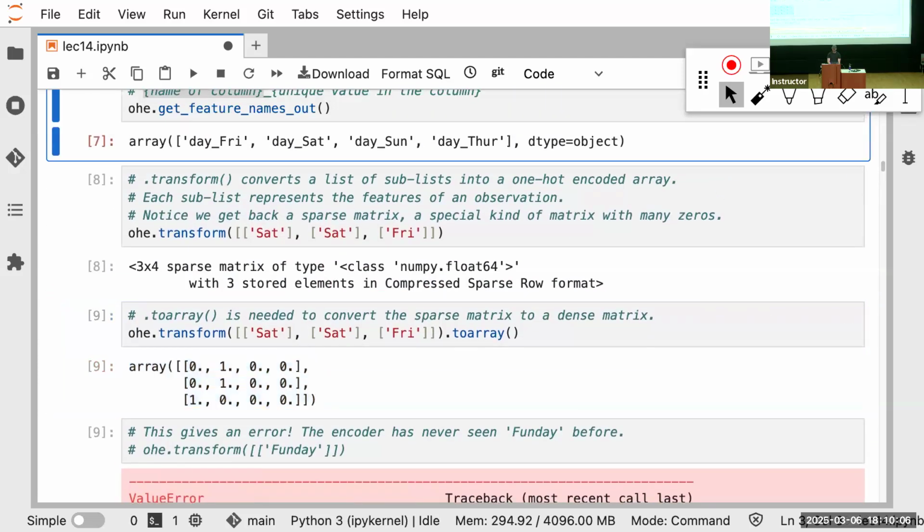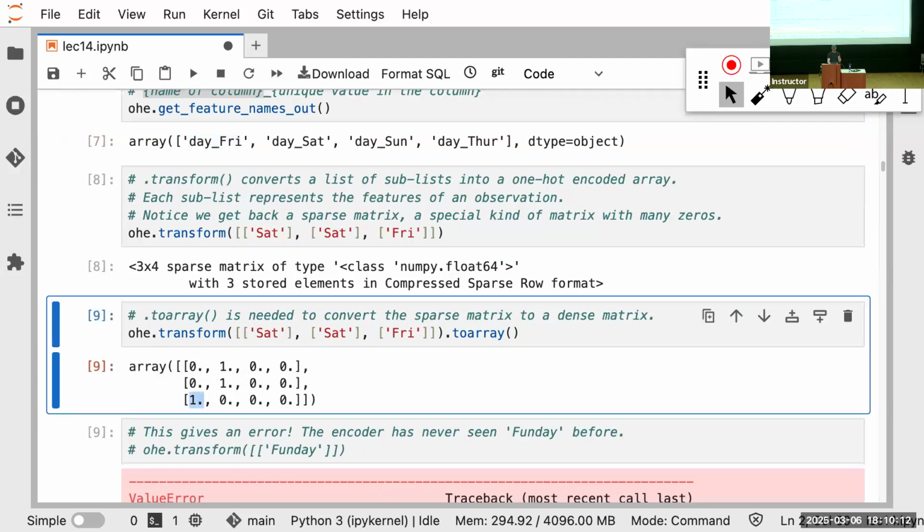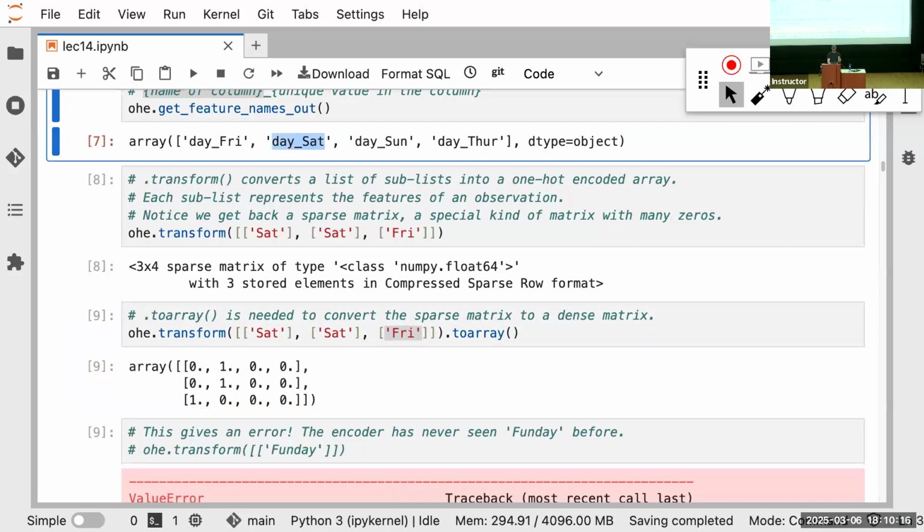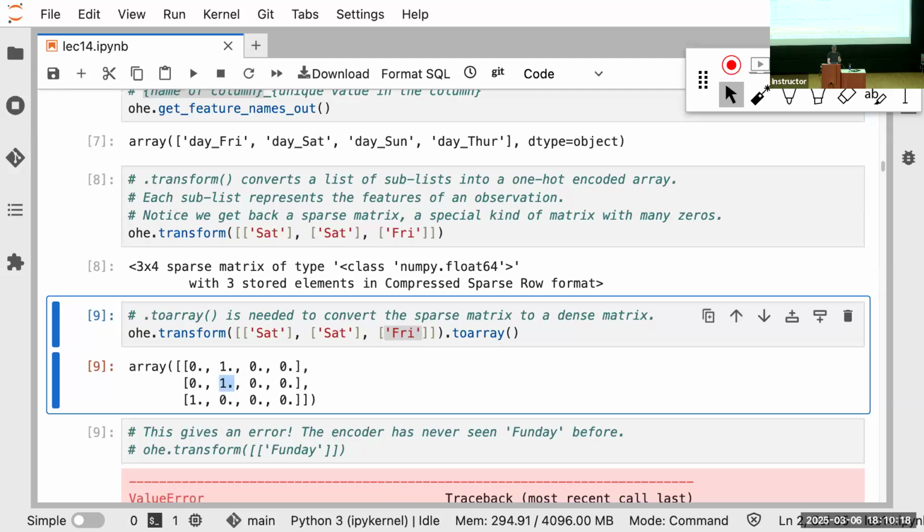Notice day_Friday is the first element, it's the first feature that the OneHotEncoder saw. Notice the last element corresponds to a Friday as well. Saturday is the second element. That's why the ones here are second, and so on. Okay, that's a OneHotEncoder.